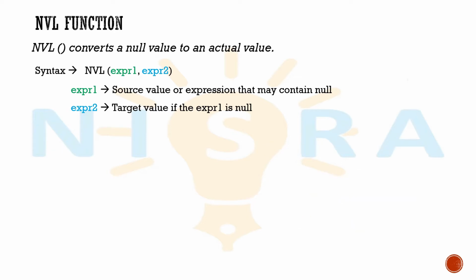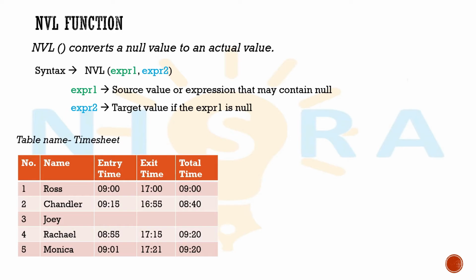Now we look into a real-time example. Consider a table where the timesheet of the employees is entered. Their entry time and exit time are captured. Based on that, the total time is calculated. Here you can see there is no entry time for Joey. Now we are trying to see the time spent by each employee.